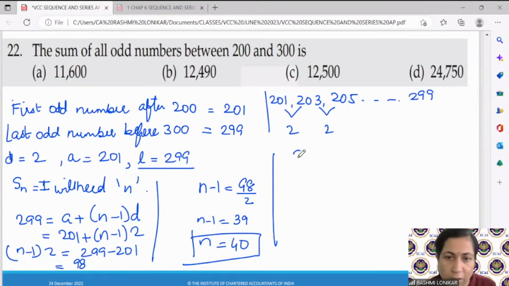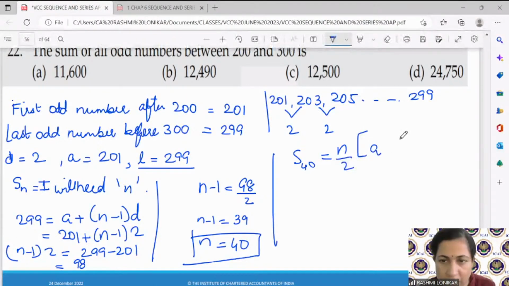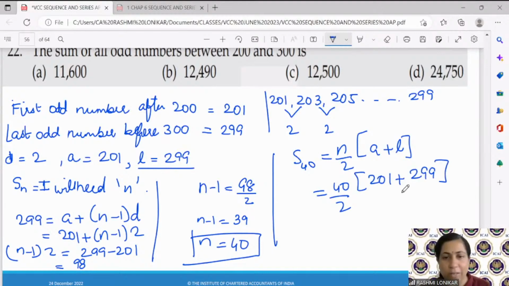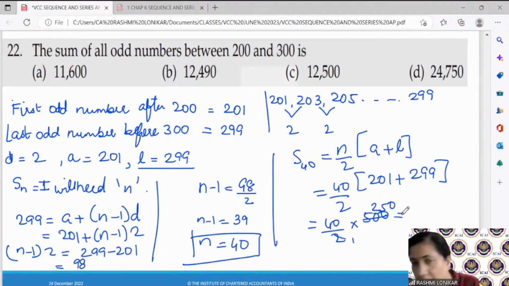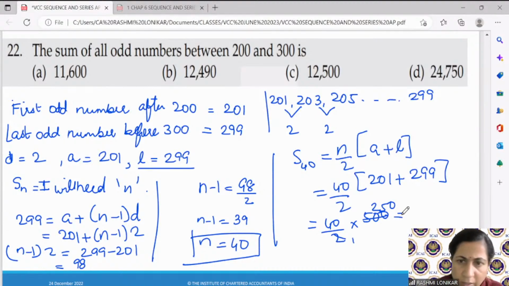So Sn, so S of 40 numbers will be equal to n by 2 into A plus L. So this is 40 upon 2. A is how much? 201. L is how much? 299. 201 plus 299 is 500. So this is 40 upon 2 into 500. 2 1s are 2, 250s are. So 250 into 40 is 10,000. What went wrong? 39, n is 40, right?